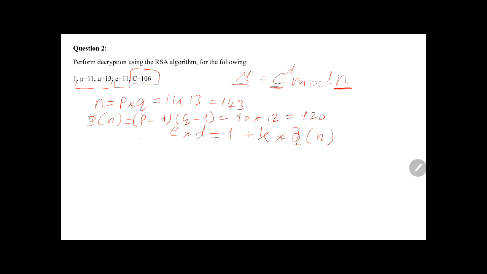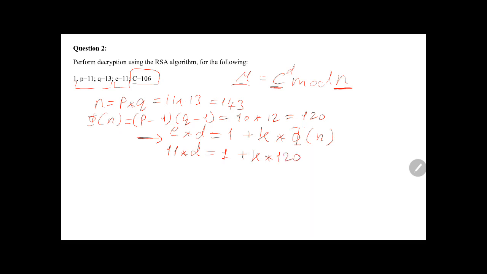So let's try to fill in this equation here. We have our E, so we can substitute here. So it's E multiplied by D; we don't have D here, so it will stay the same. This is equal to 1 plus K; we don't have K, so it stays as it is, multiplied by Euler's quotient, and we have it now, so here it's 120.